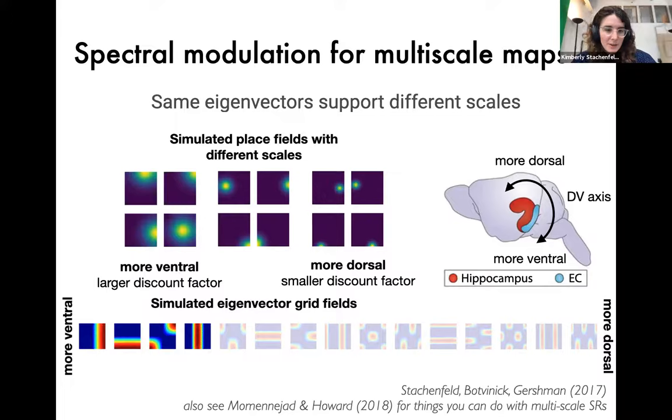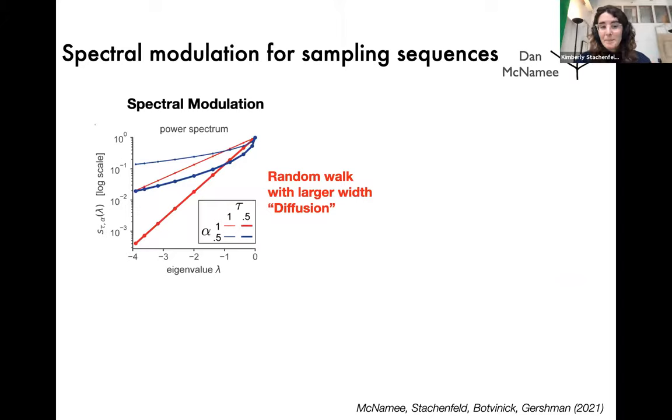So another thing you can do with spectral modulation is to weight and combine these eigenvectors not to form static representations at different scales, but to form distributions from which you will sample. So this is basically the same logic. You're going to weight your eigenvectors. You're going to sum them together. You're going to create some pattern over space. But now, instead of just ending up with that pattern over space, we're going to use this pattern over space as a distribution from which we'll sample.